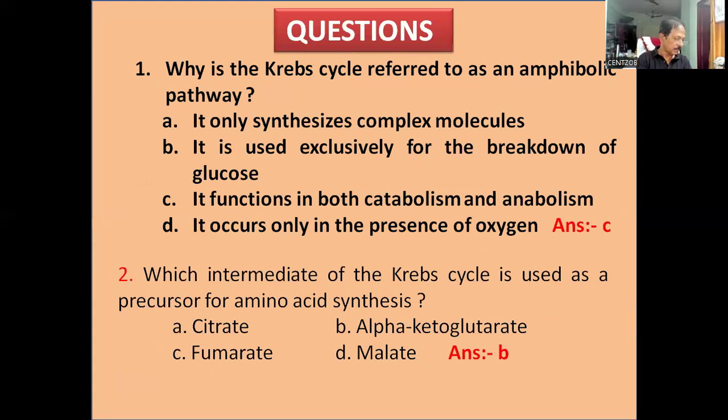Now we can solve certain MCQs. Why is the Krebs cycle referred to as an amphibolic pathway? A. It only synthesizes complex molecules. B. It is used exclusively for the breakdown of glucose. C. It functions in both the catabolism and anabolism. D. It occurs only in the presence of oxygen. It is a very simple question. Answer is C.